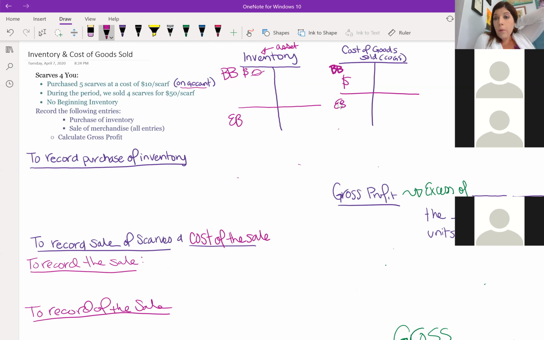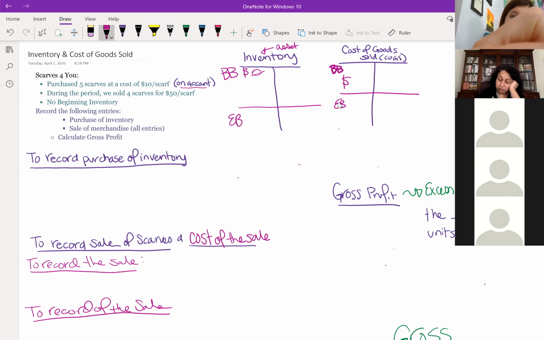So when we purchase inventory, inventory is an asset, so it's recorded at our cost basis, right? Historical cost. How much it cost us to purchase those goods that we're intending to sell in the future. What is our cost basis for this example? $10 per scarf.